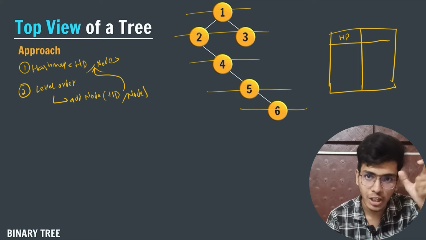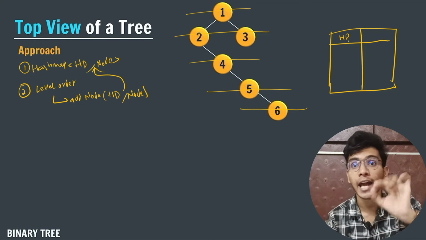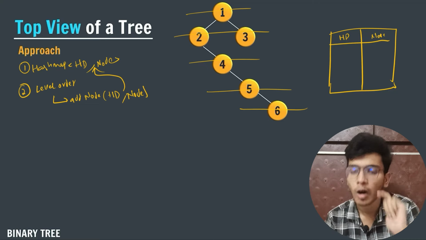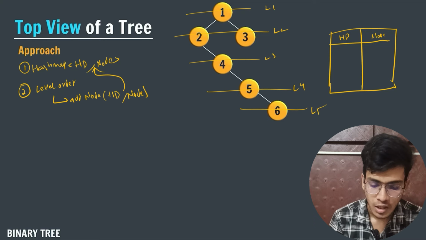In the key I am storing my horizontal distance, and on the value side, I am storing the node value, right? Now I am performing level order traversal. So this is my level 1, level 2, level 3, level 4, level 5, right?